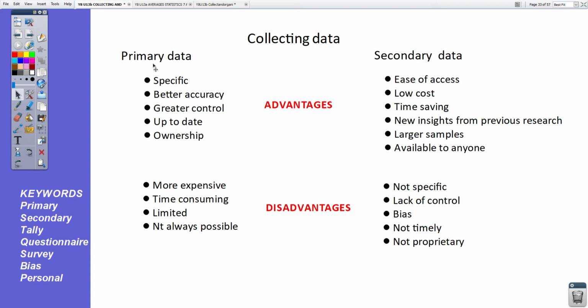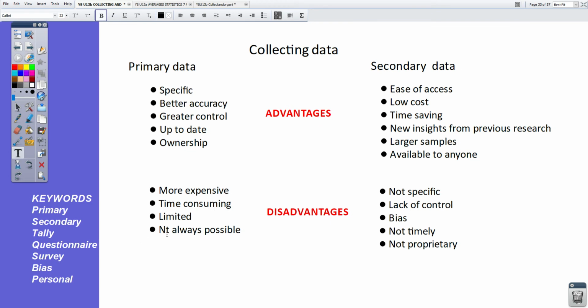But there are disadvantages with primary data. It's more expensive. It's not just a case of looking it up in a book. You've got to do it yourself. You've got to get the materials together, and as such, it's also time consuming. and it's going to be limited. It's going to be limited to the resources that you have available. You might be doing it on your own, you might have 3 or 4 volunteers to help you, but it's limited, and it is not always possible to do in the level of detail that you want to do it.